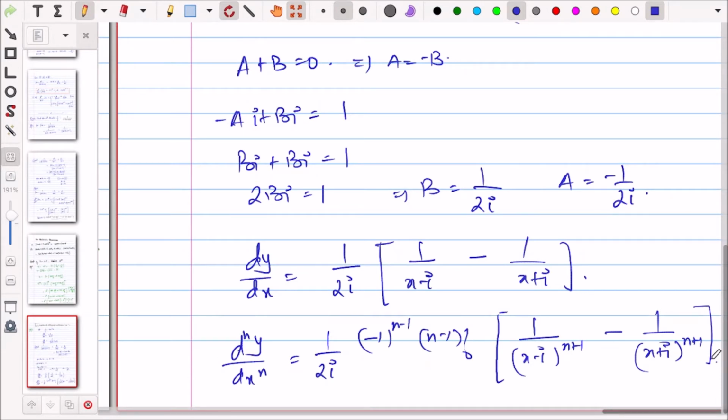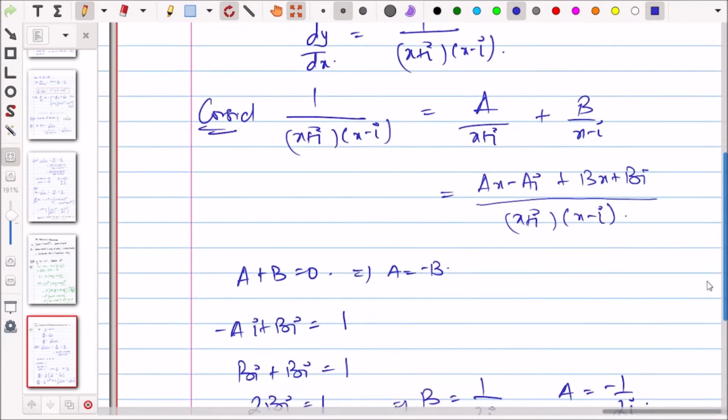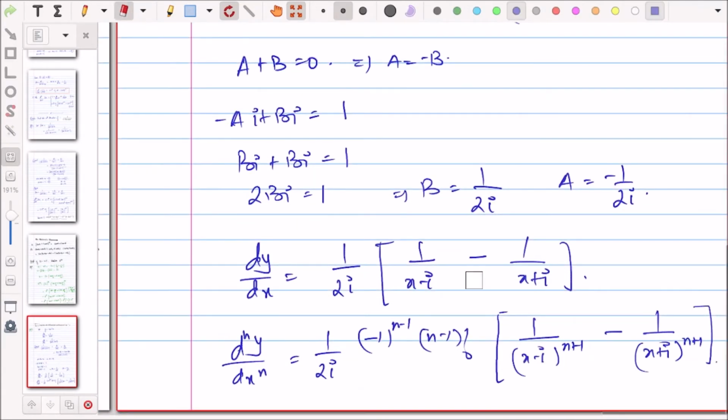Is it fine, everyone? Yes, sir. Okay, so we have used this formula, the same formula that we are using again and again. Now a is 1 here and b is minus i or i, so that is what we are using. Actually n plus 1 will not be there, this will be n because we are using minus n minus 1. So this will be your n, this will be your n.